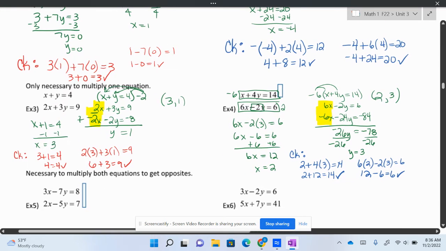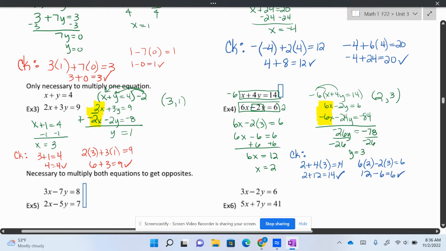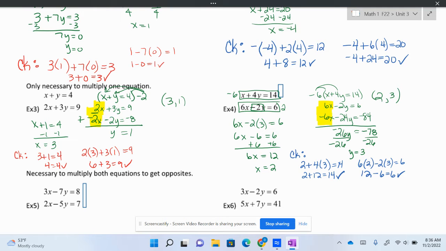Do the same as the first problem, like number 3. Okay, do you see it? You have to check. You have to show your checks, okay? You got it, Lorelai? You good?